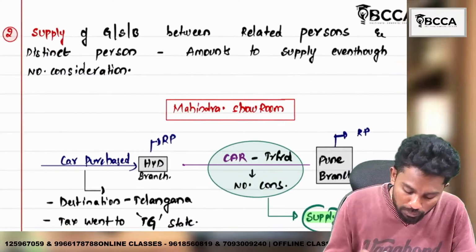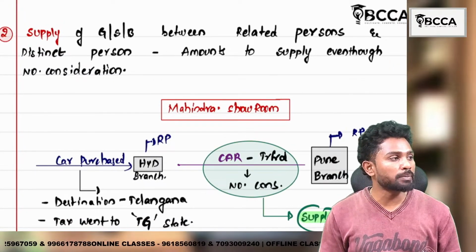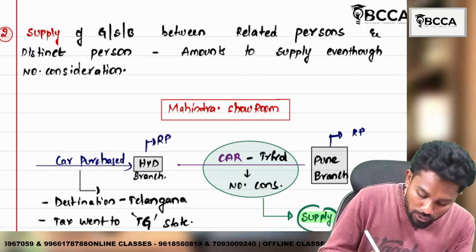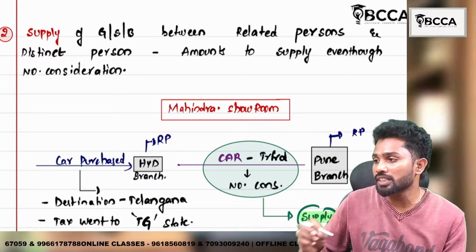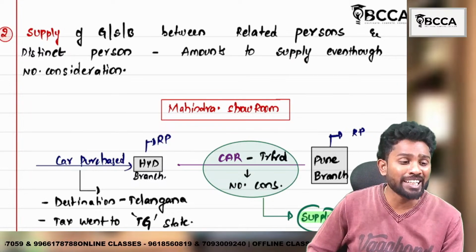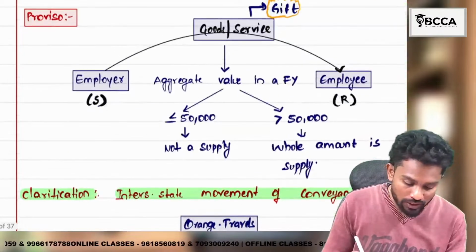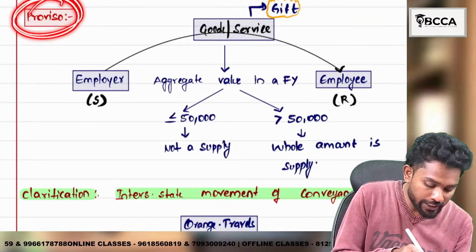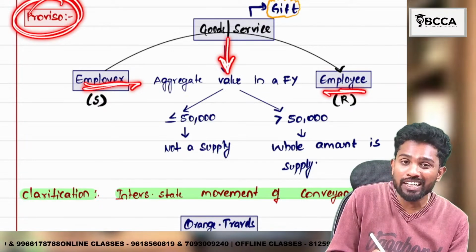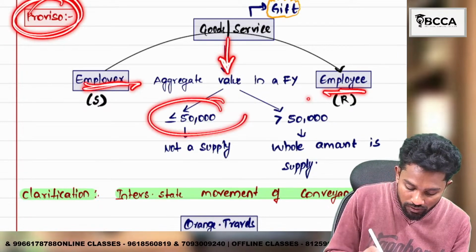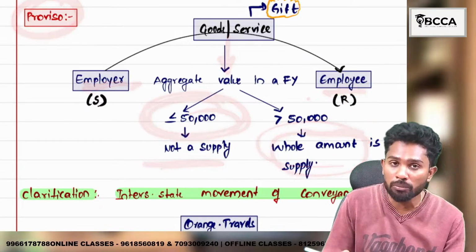Then supply of goods between related persons and distinct persons. Where there is any supply of goods between related persons and distinct persons, it amounts to supply even though there is no consideration. If any goods are transferred, it amounts to supply even though there is no consideration. So for that there is a proviso. However, when the related persons are employer and employee and the value of goods or services given as gift is within 50,000, then not a supply. Greater than 50,000, then the whole amount is supply.